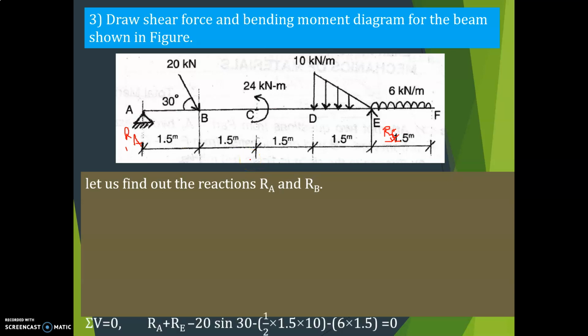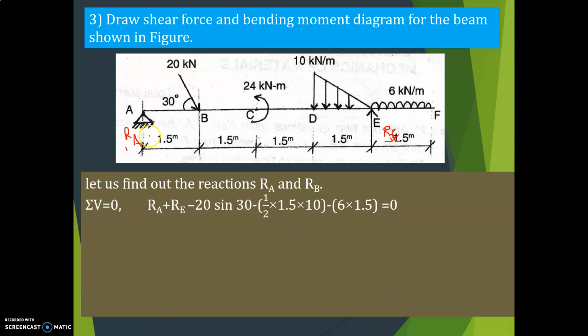Let us take vertical forces equal to zero. So upward force is positive and downward force is negative. So RA plus RE, then consider all the downward forces acting on the beam, all are acting in the downward direction. So RA plus RE minus, this is an inclined load, converted to a point load. How can we calculate? Convert 20 sin 30.